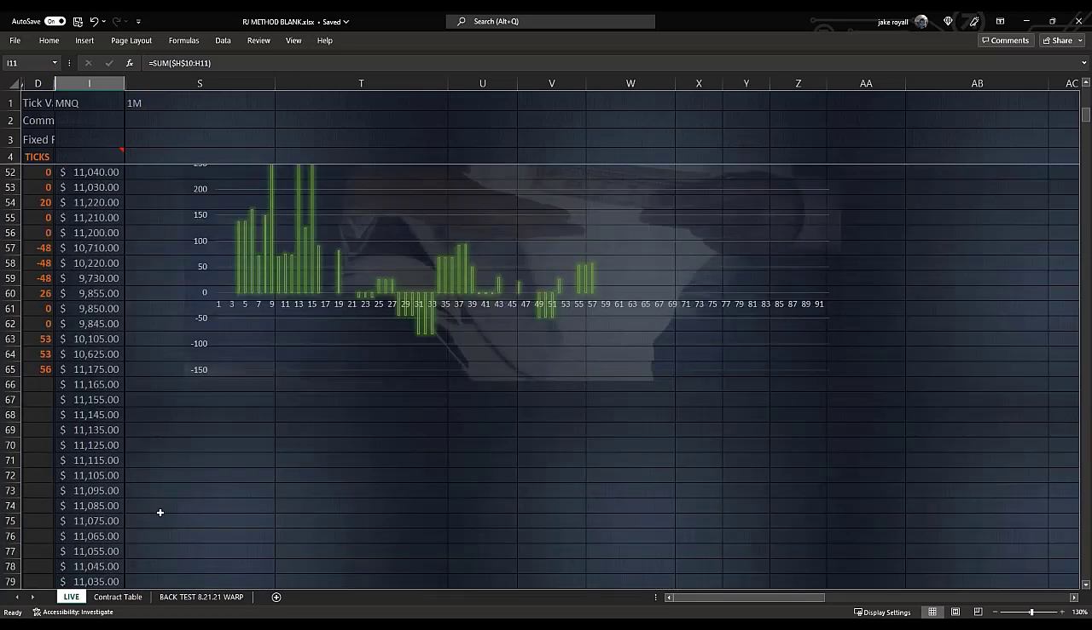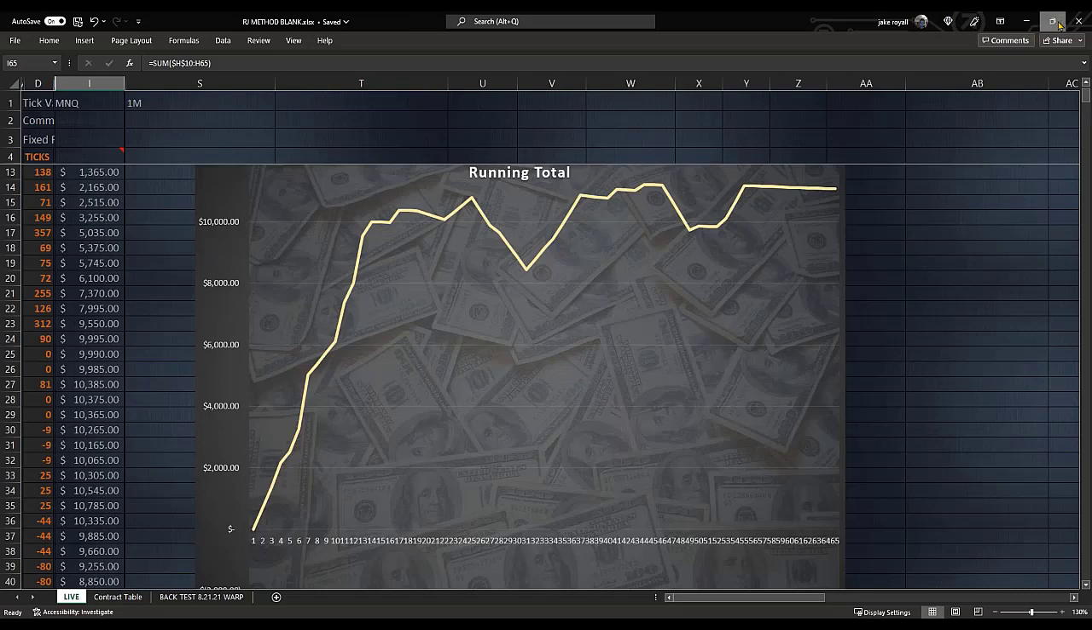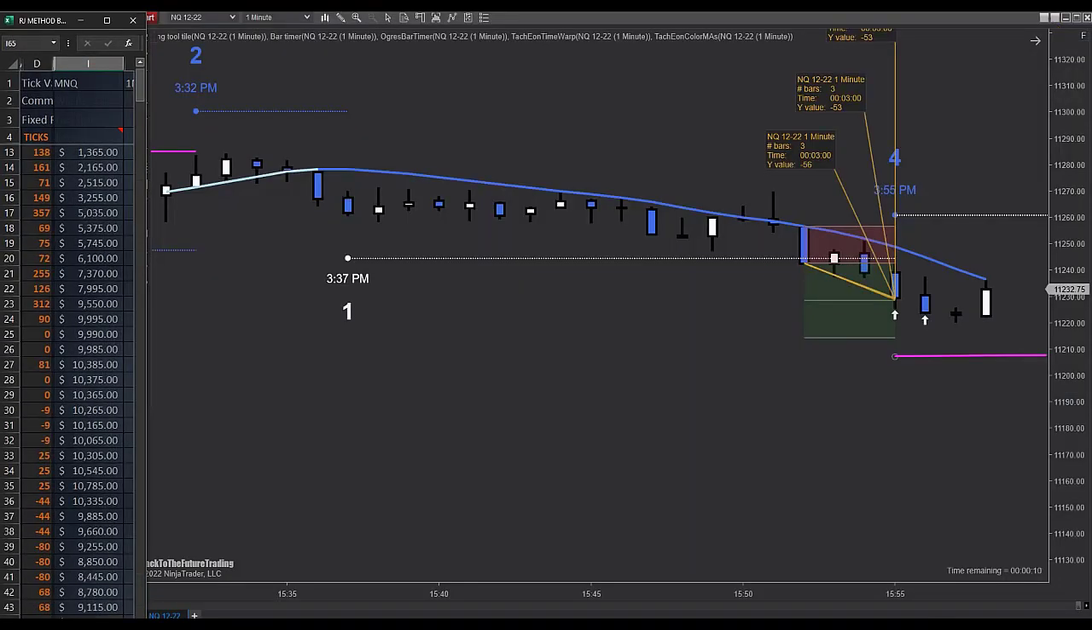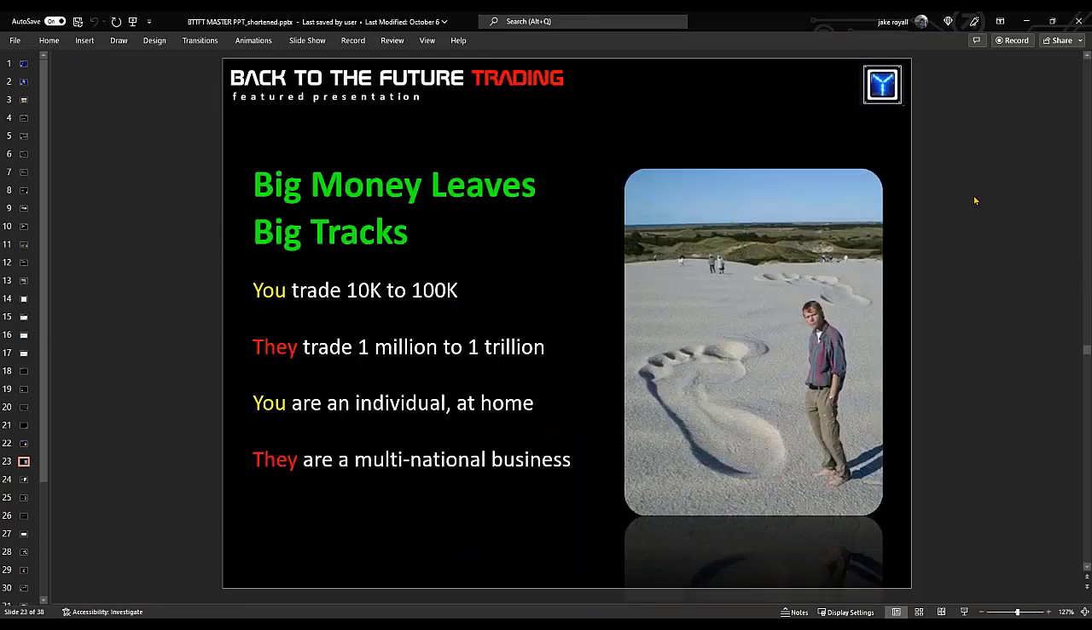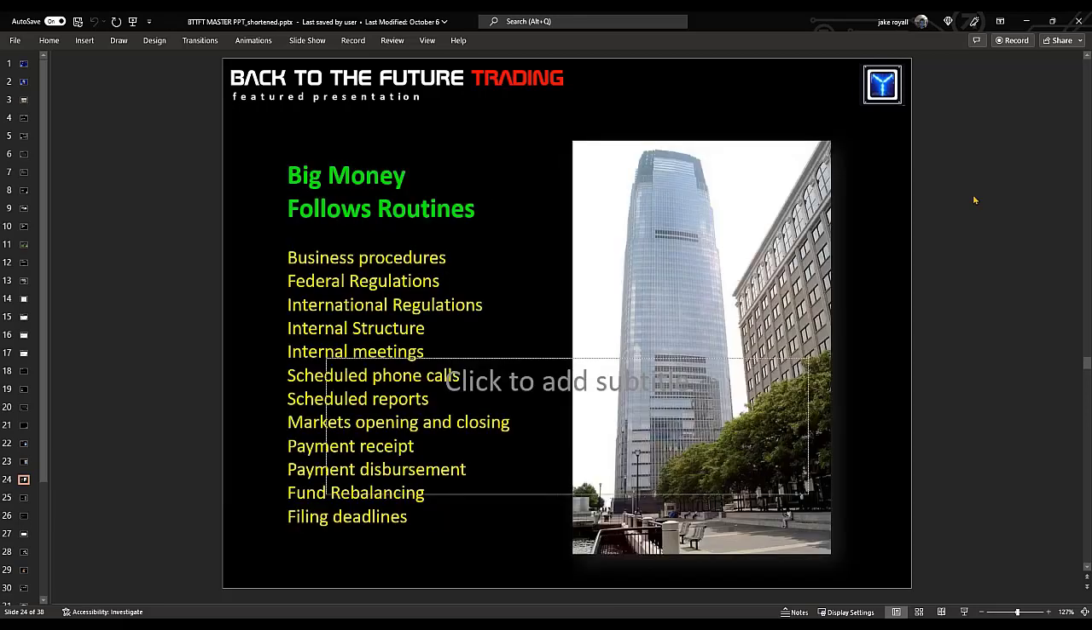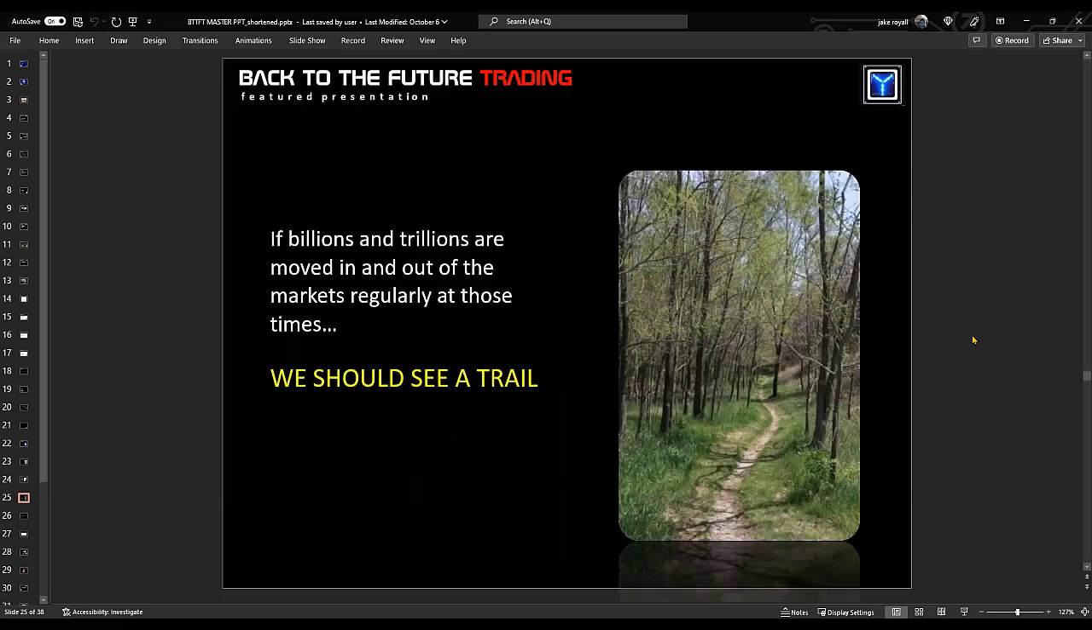So with commissions, ladies and gentlemen, Jake Royall's 1 minute warp strategy, that I think I might go ahead and trade tomorrow, if I can handle the 1 minute, $11,175. There's your equity curve. Let me present one last time. Finish up the webinar, make it official. So we can see that big money leaves tracks. Big money follows routines. Even on 1 minute charts, bots, they have times a day when these places turn the bots on and turn the bots off.